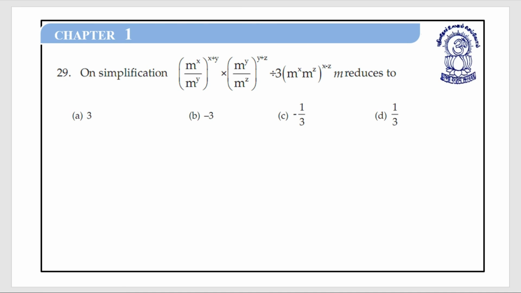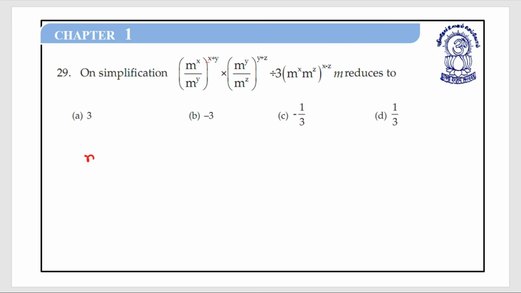Now next question, question number 29. On simplification, m raised to x upon m raised to y, raised to x plus y, into m raised to y upon m raised to z, raised to y plus z, divided by 3, into m raised to x upon m raised to z, raised to x minus z, reduces to. So here we have to solve this.